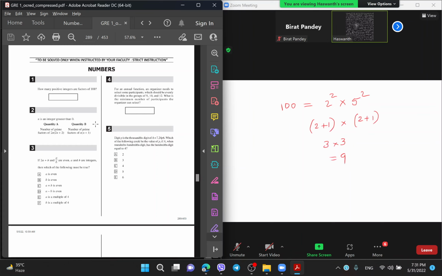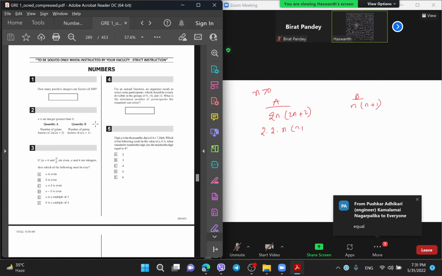Next one. N is an integer greater than 0. He is asking us to compare the number of prime factors of 2n into 2n plus 2 with the number of prime factors of n into n plus 1. Now take this 2 common. If you take 2 common, 2 into 2 into n plus 1.